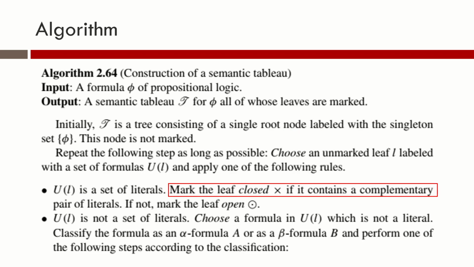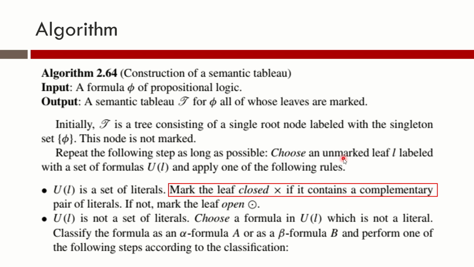Now coming to the algorithm, the input to the algorithm will be the formula phi, for which we need to check the satisfiability. Output will be the semantic tableau for phi, and all the leaves of the semantic tableau will be marked, either closed or open. Initially the tree will contain only a single root, which is labeled by the formula for which we need to check the satisfiability. This particular node will not be marked. We will repeat certain steps as long as possible.